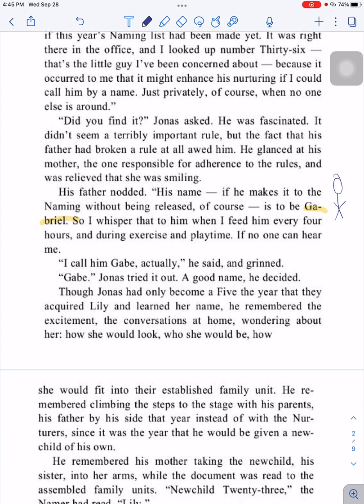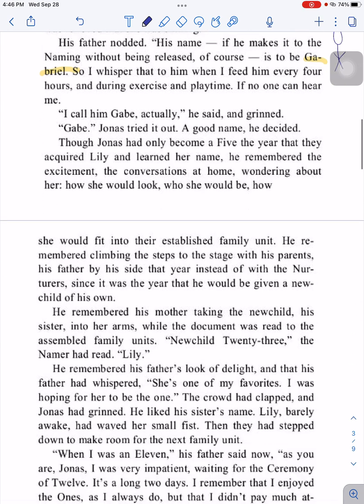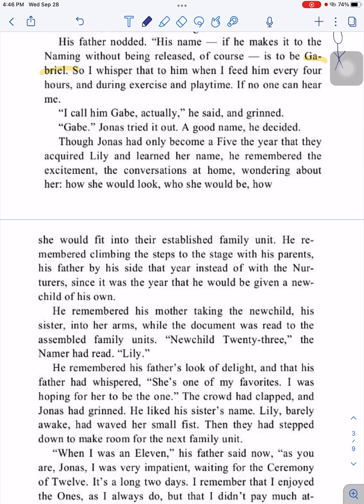Though Jonas had only become a 5 the year that they acquired Lily and learned her name, he remembered the excitement, the conversations at home, wondering about her, how she would look, how she would be, how she would fit into their established family unit. He remembered climbing the steps to the stage with his parents, his father by his side that year instead of with the nurturers, since it was the year that he would be given a new child of his own. He remembered his mother taking the new child, his sister, into her arms while the document was read to the assembled family units. New child 23, the namer had read, Lily.